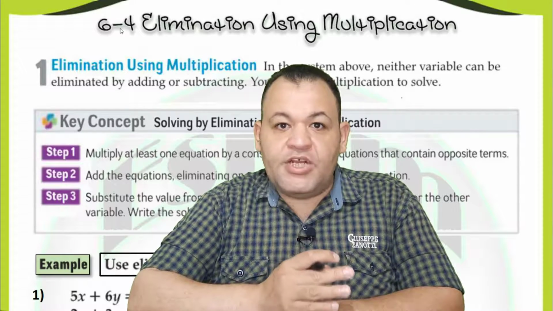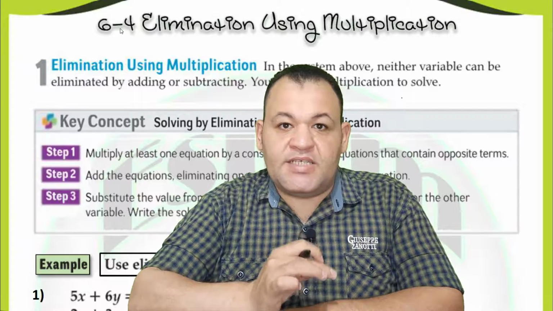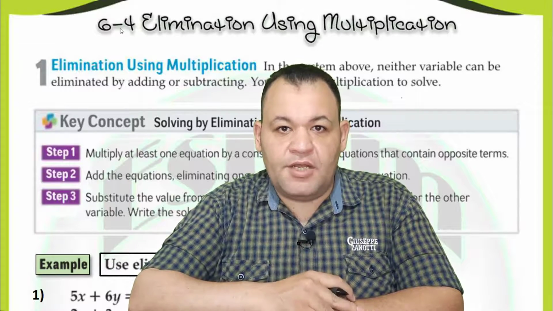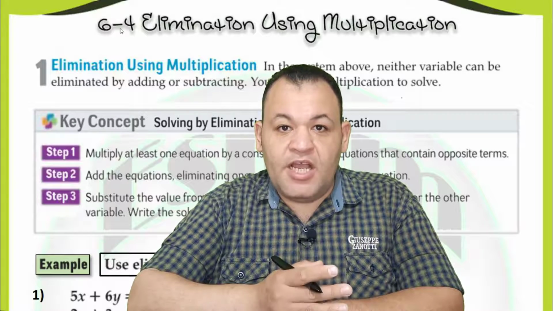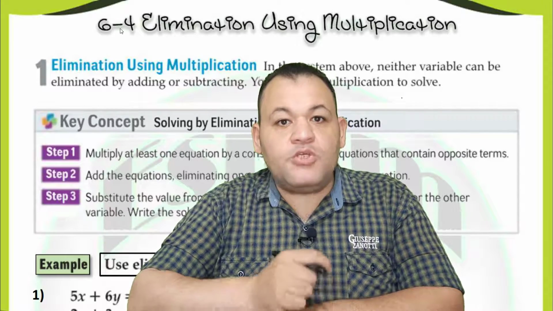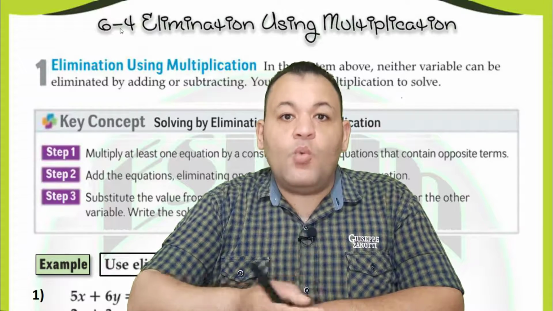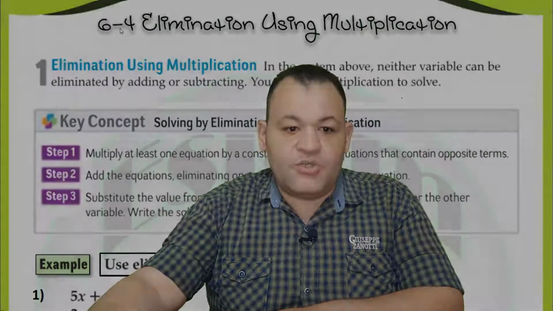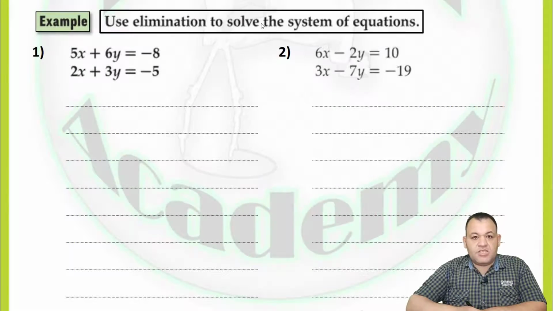To use elimination, at first we look for variables that have the same coefficient but with different signs. In this lesson, to solve by elimination, we'll use multiplication, because you will find that the two variables have different coefficients, like the first one. Use elimination to solve the system of equations.